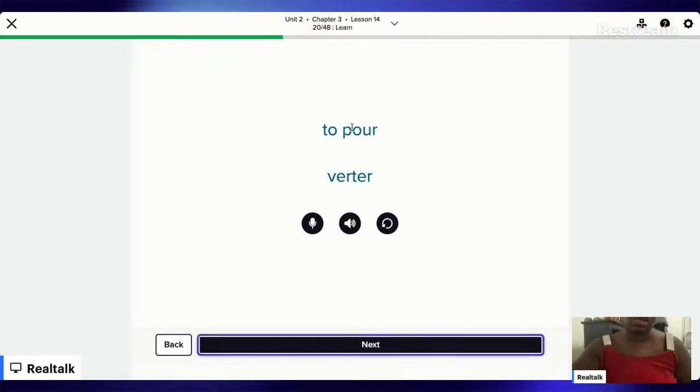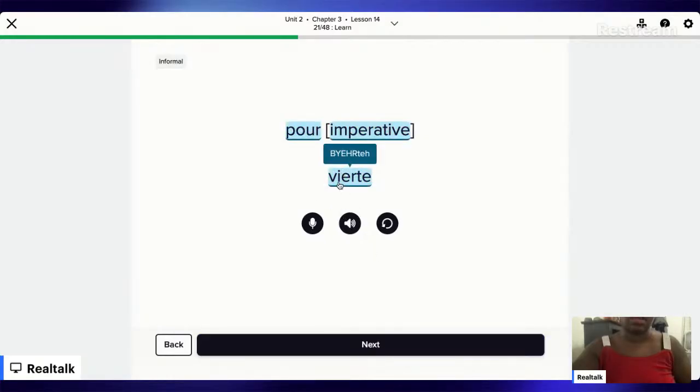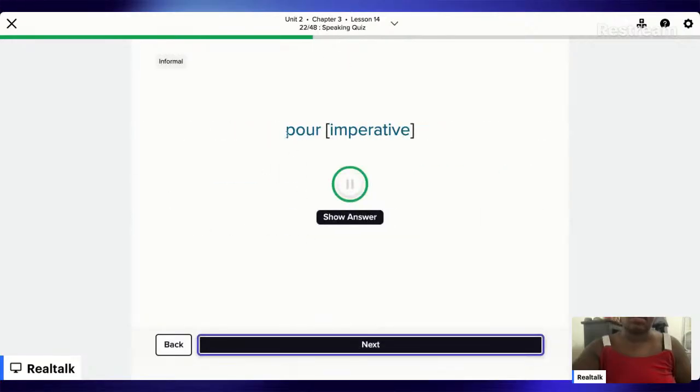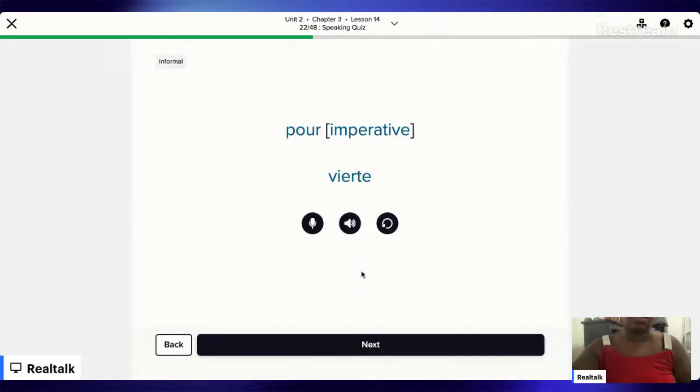Verter. Listen closely one more time. Verter. If you're in a laid-back environment, vierte is the informal way to say pour, imperative. Vierte. Okay. How would you informally say pour? Vierte. So you wouldn't say this formally, but I guess when you're with your homies.